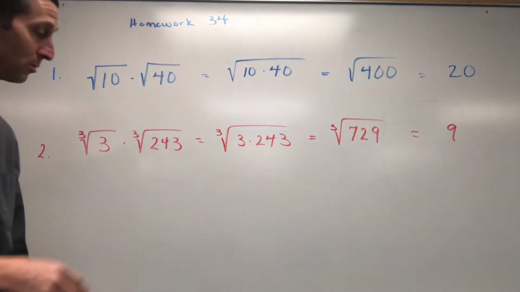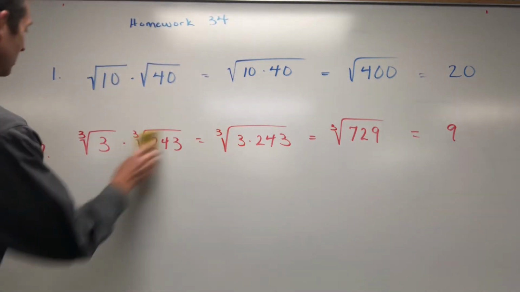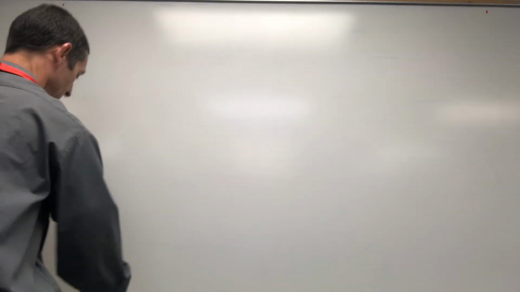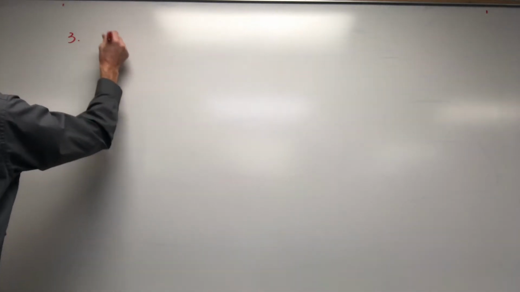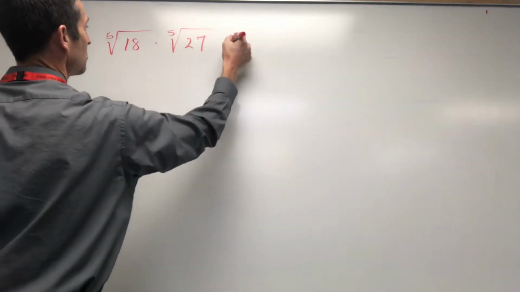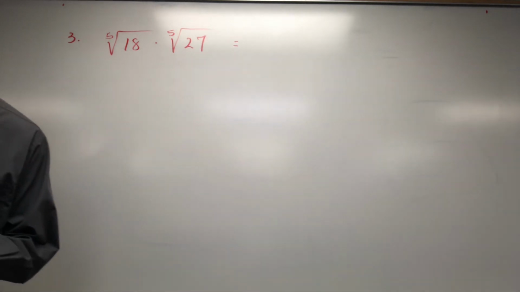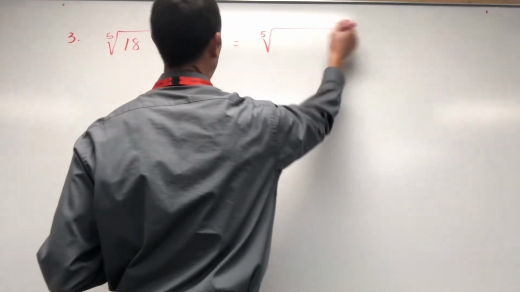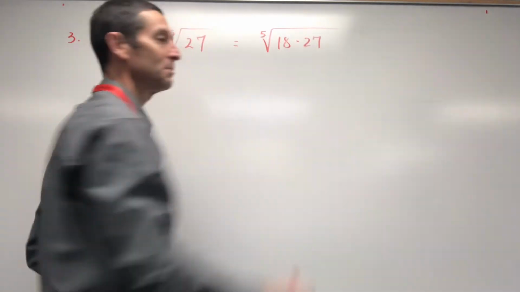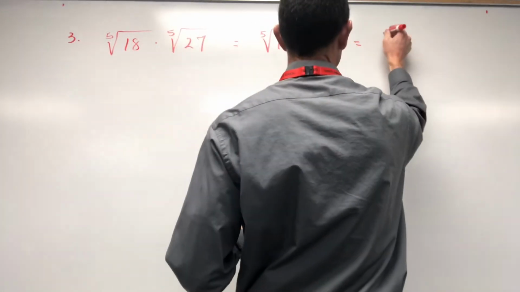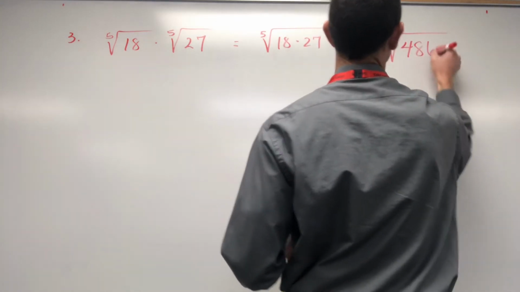But let's do a third example here where it's not so nice and neat. We're going to have to do a little cleaning up here. All right, what do we got here? Fifth root, oh my. So fifth root 18, fifth root 27. So we got fifth roots this time. Still, same principle, fifth root, so we can make a giant fifth root. We can do 18 times 27, put it all together. 18 times 27, was that 486? So now you got fifth root 486.